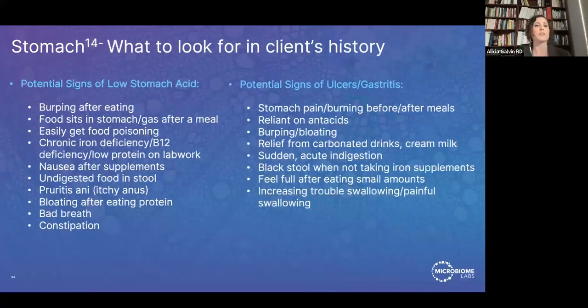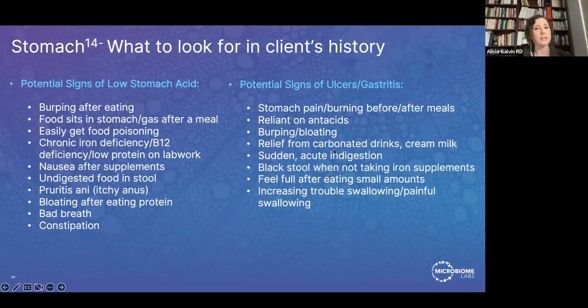So what would be some signs of low stomach acid? If they're burping after eating, if food is sitting in the stomach, undigested food in the stool, constipation, but also if they have a lot of ulcers, or a lot of stomach inflammation, or any erosion of that mucus barrier that's maybe starting to happen and cause ulcerations. And that's going to be relief from carbonated drinks, feeling better when they've eaten a meal versus when their stomach is empty, or feeling full after small amounts.